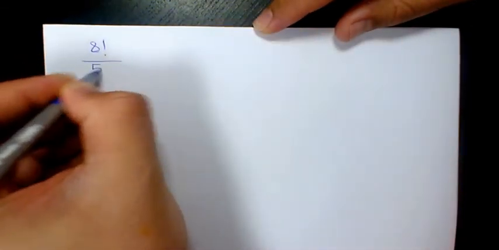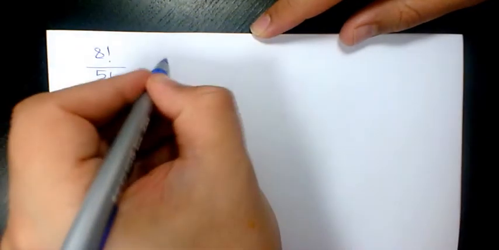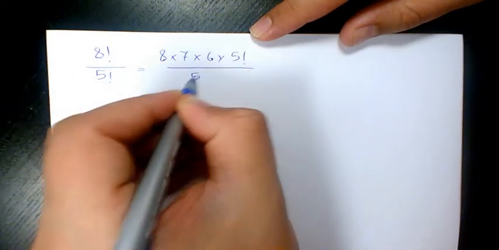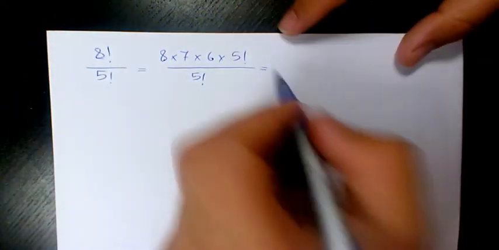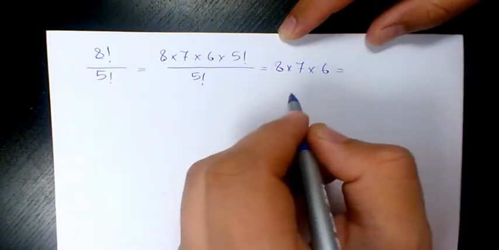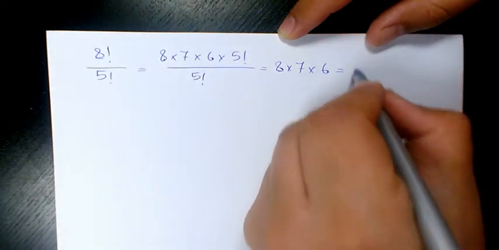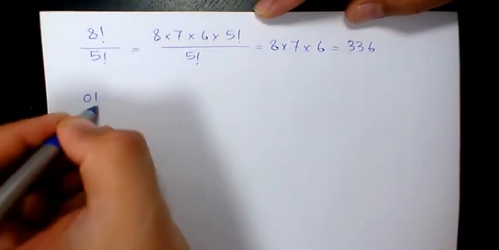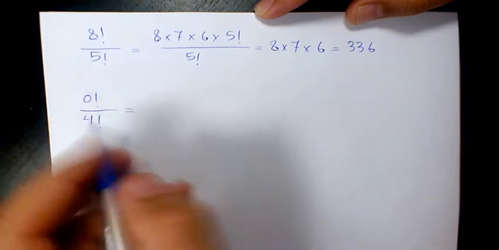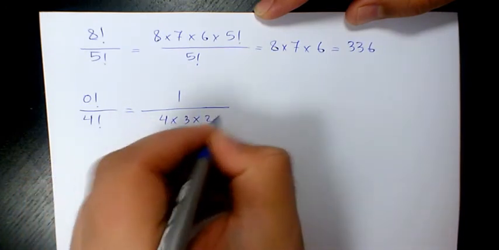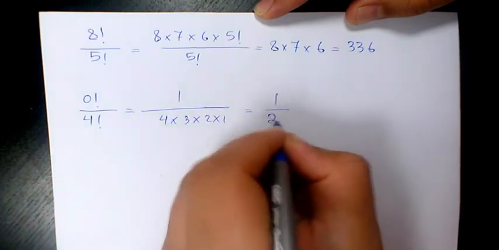Next example is 8 factorial over 5 factorial. 8 factorial is 8 times 7 times 6 times 5 factorial. Here we have 5 factorial. So it means that 5 factorial and 5 factorial cancel out, and the answer is going to be 8 times 7 times 6, which will be 336. Next example, 0 factorial divided by 4 factorial. 0 factorial, we already said, is going to be equal to 1. 4 factorial is 4 times 3 times 2 times 1, which is going to be 1 over 24.